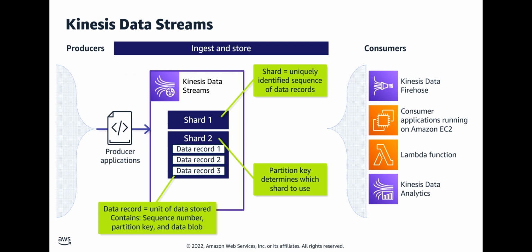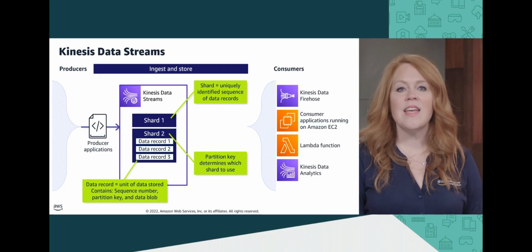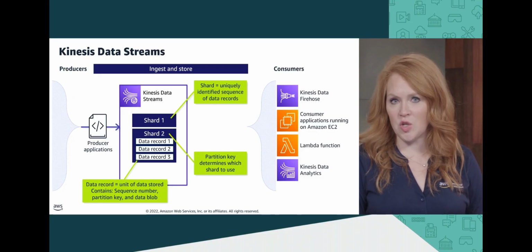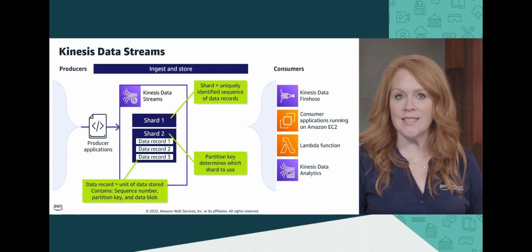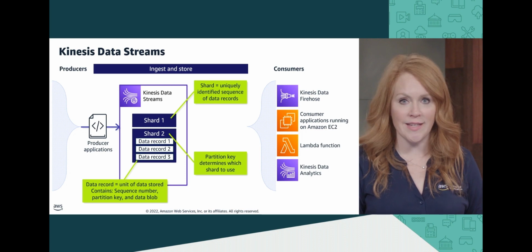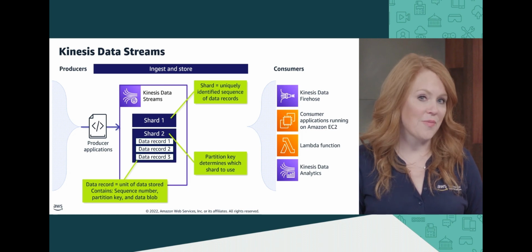In addition to the purpose-built stream consumers that were mentioned earlier, you can also build consumer applications by using the Amazon Kinesis Client Library, or KCL, to read data from the stream and process it. Custom consumer applications can run on Amazon Elastic Compute Cloud, or Amazon EC2, instances. AWS Lambda functions can also be consumers of a stream. This option provides serverless processing of stream data, and Lambda handles aspects of error handling and stream management for you.